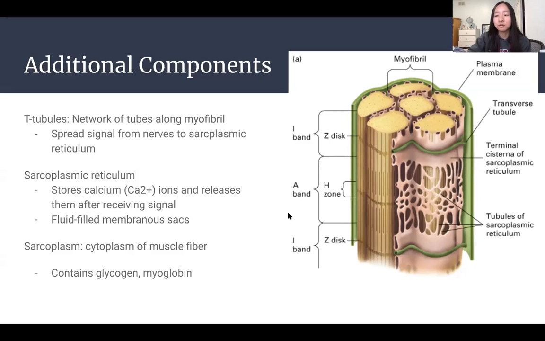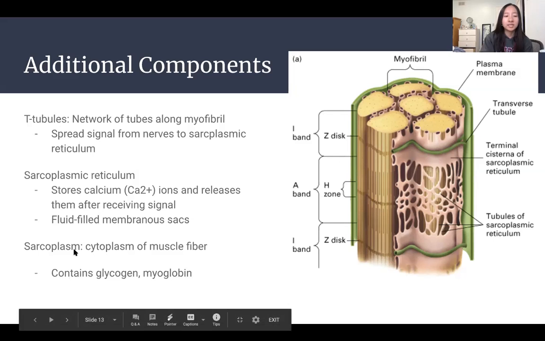Next is the sarcoplasmic reticulum. What that does is it stores the calcium ions. And remember that the calcium ions are really important because they allow for contraction when they bind to the troponin molecule. So when the sarcoplasmic reticulum gets a signal from the T tubules, it releases those calcium ions. And when the calcium ions get released, that's when your muscles contract. These pink things are the sarcoplasmic reticulum.